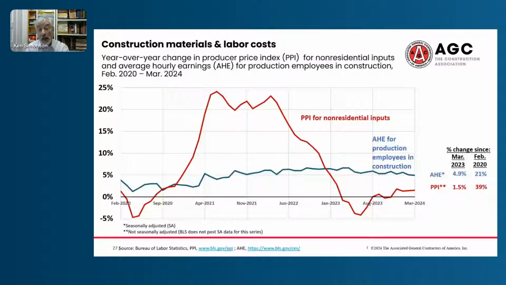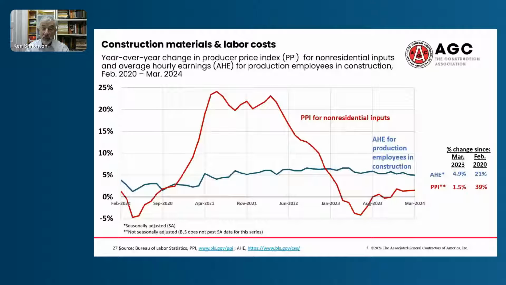I know Kermit had a slightly different measure of wages that was lower. This is specifically for those craft workers and other non-supervisory workers. And my guess is that we will continue to see at least a 5% increase this year, perhaps even greater as we go through 2024 and into 2025.